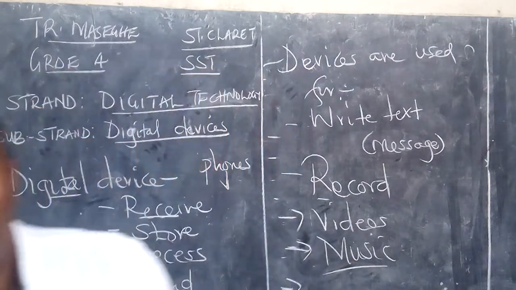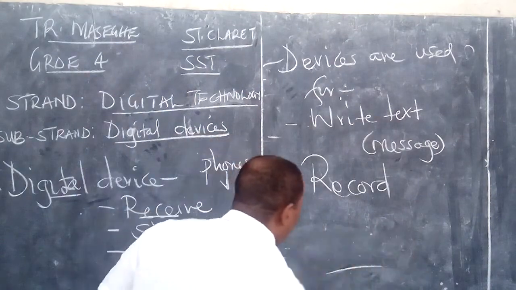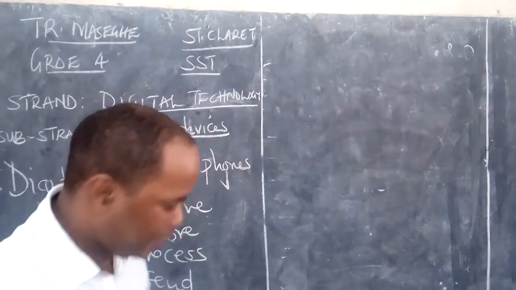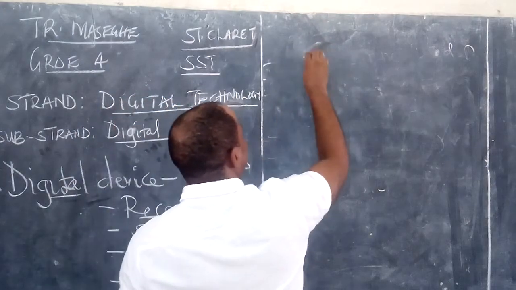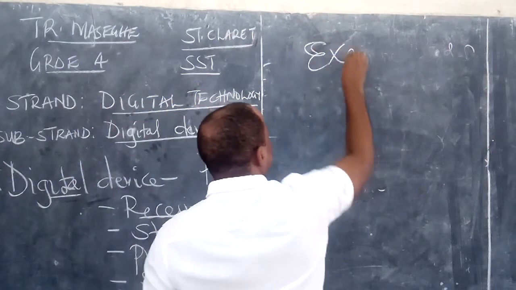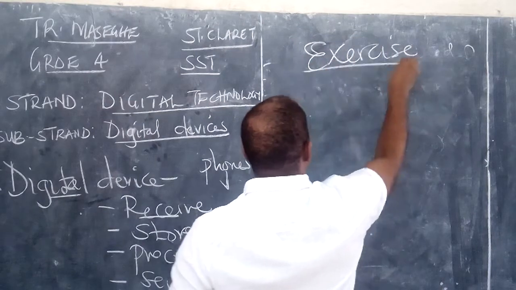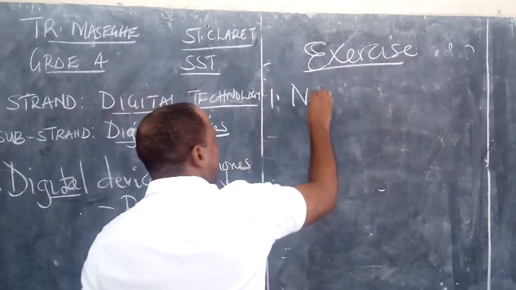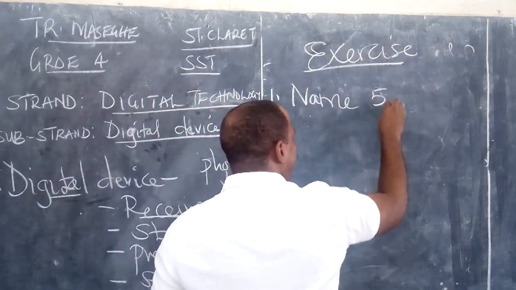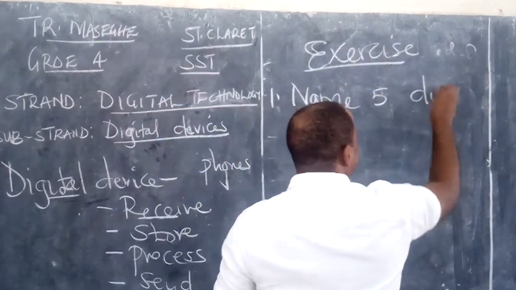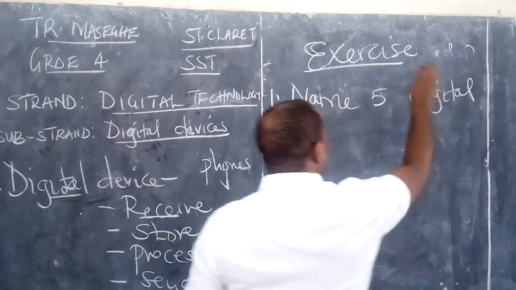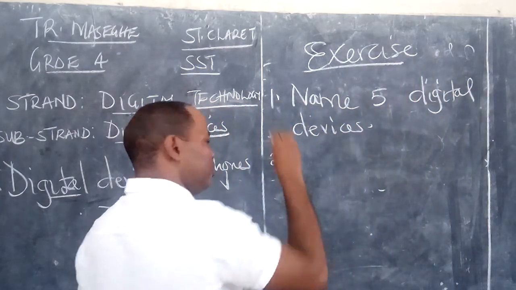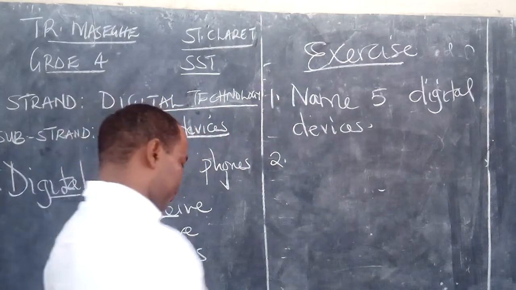So for now, learners, I want you to answer the following questions. Very simple ones. The first one, let's call it exercise. Question 1, learner, I just want you to name 5 digital devices. That is 1, 2, learner, 2.